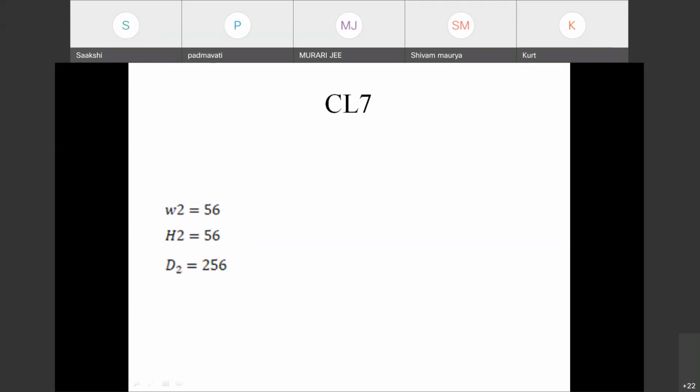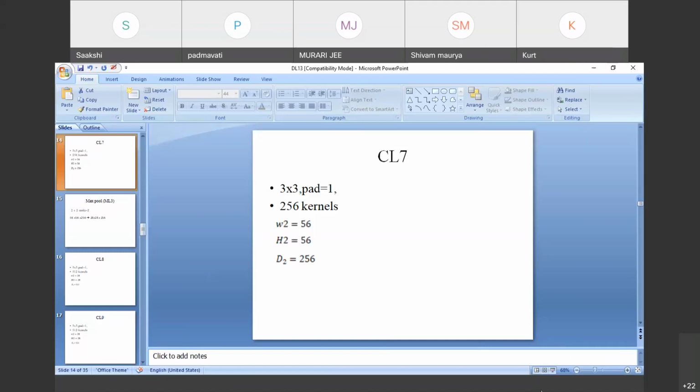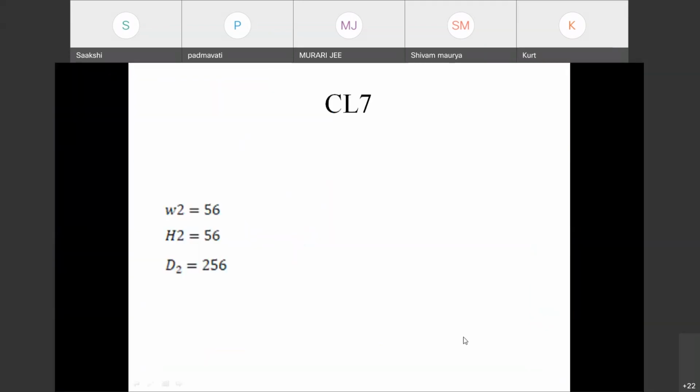So let us move to the next layer in VGGNet. That is again, we are going to apply convolution operation with this 3 cross 3, padding as 1. We are going to get the same height and width as the previous layer. That is 56, 56. Depth will remain as 256. Compute number of parameters for this layer.